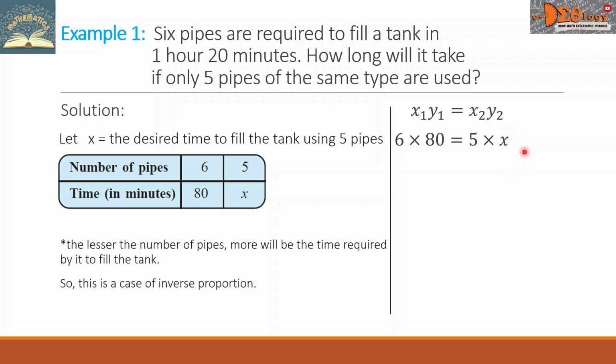Let us now solve for x. We divide this equation by 5, and we will see that this 5 will come as denominator on the left side. Then we multiply 6 by 80, that will be 480, divided by 5, that will be the value of x. And x equals 96. And this 96 is minutes. So it requires 96 minutes for the 5 pipes to fill the tank.